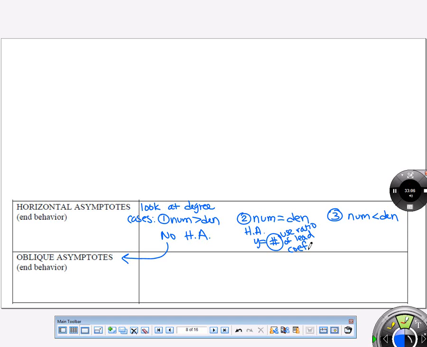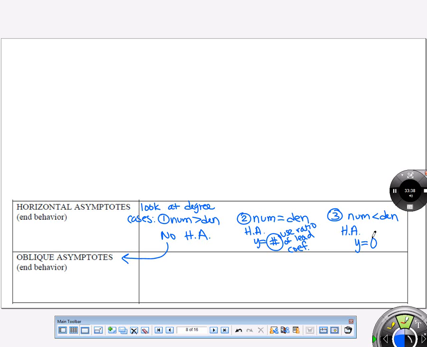Third case, the numerator has a smaller degree than the denominator. In other words, the denominator won. Zeke? Good. Everything ended up getting closer and closer to 0. So that's probably the easiest horizontal asymptote to find, because as soon as you see the bigger degree in the denominator, you know it's 0. In case 2 you have to compare some numbers to see where you end up. In case 1 you don't have one, and you have to go on this other search for oblique asymptotes.